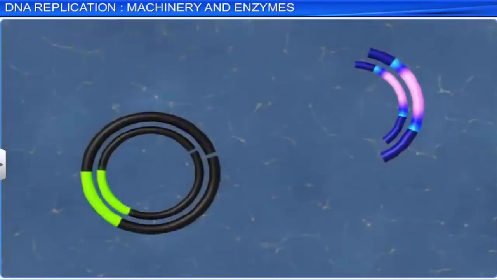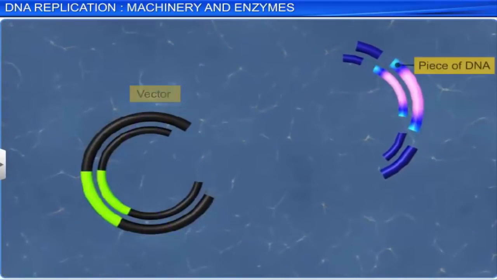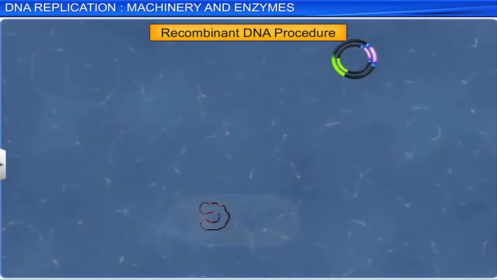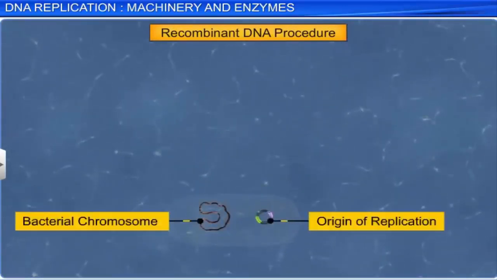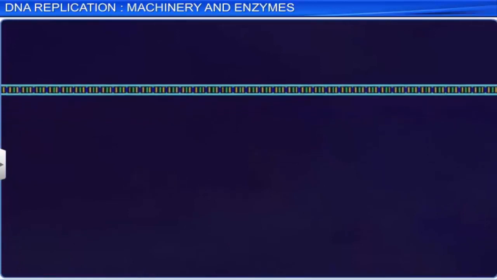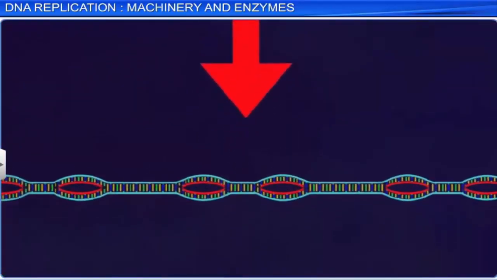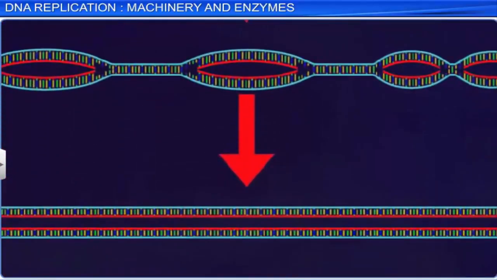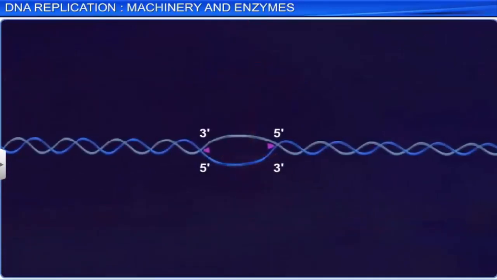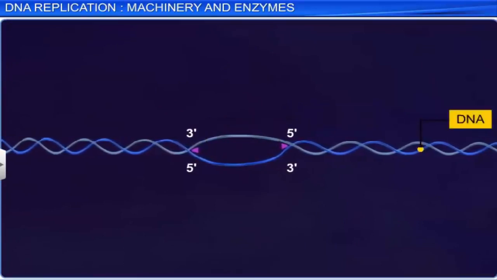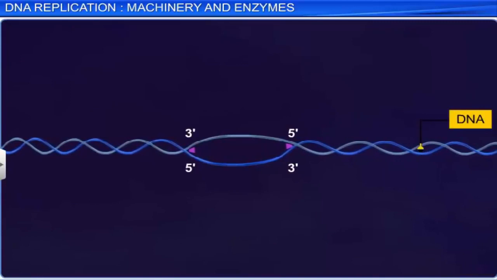This is also the reason why a vector is required when a piece of DNA needs to be replicated during recombinant DNA procedures, as it is the vector that provides the origin of replication. In some cases like eukaryotes with large DNA molecules, there may be many origins of replication that finally merge with one another. During replication, first the enzyme helicases unwind and uncoil the DNA double helix into single strands of DNA by the breakdown of hydrogen bonds.